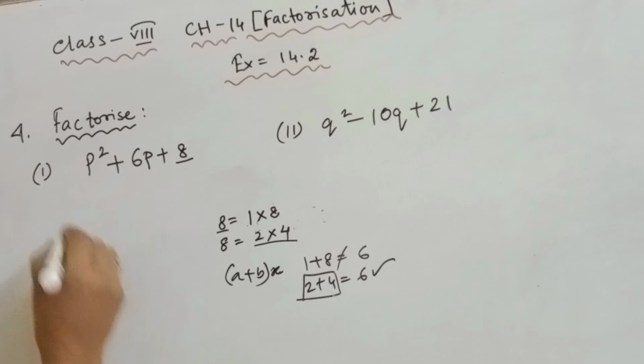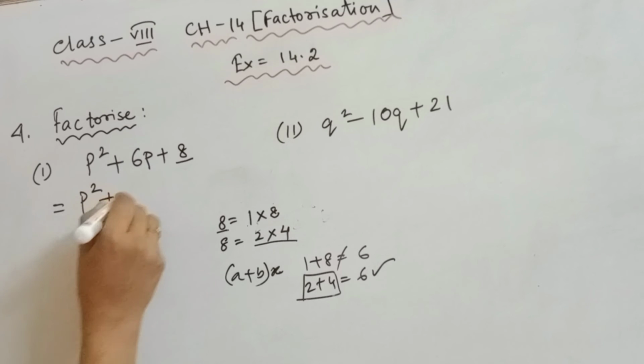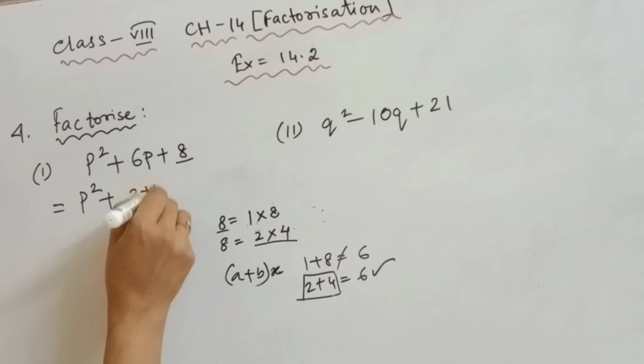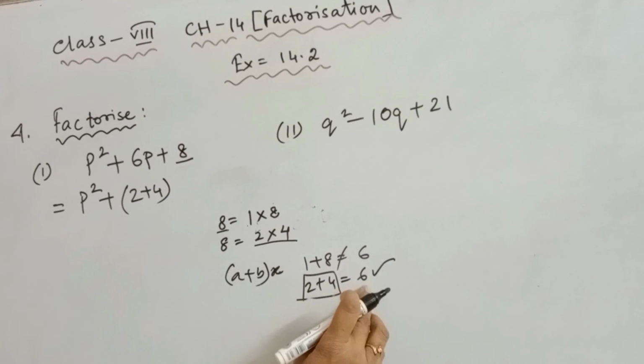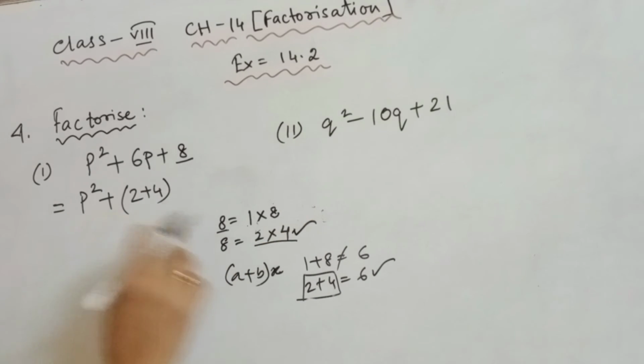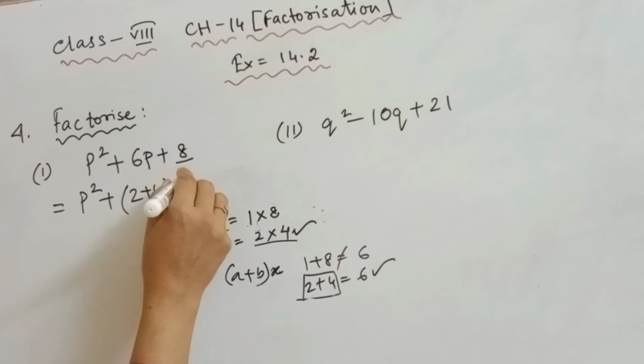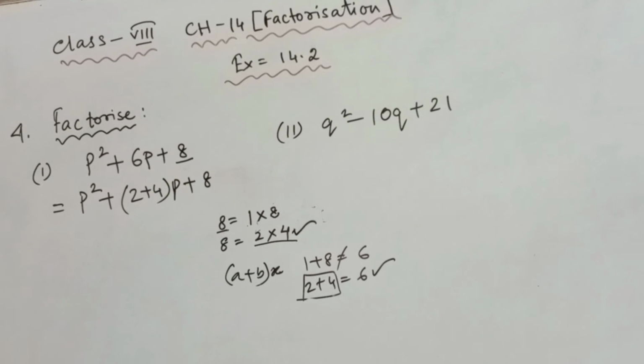Now what I will write here, students: P square plus 2 plus 4. We are selecting this one. 2 plus 4 is equal to 6 and 2 into 4 is equal to 8. So in both the cases, A into B and A plus B, both are correct.